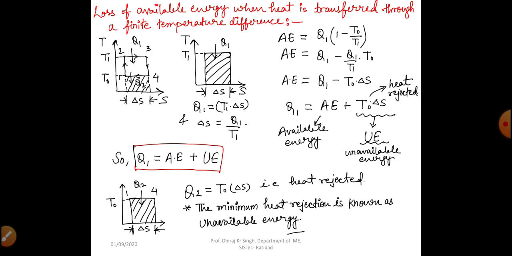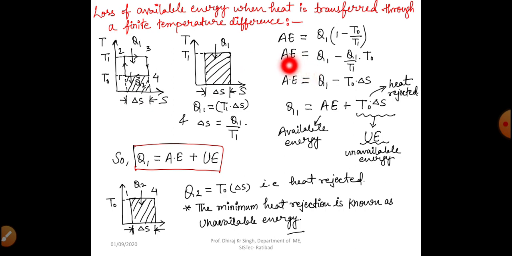Now we will find out the loss of available energy when heat is transferred through a finite temperature difference. We can see here in this TS plane, 1, 2, 3, 4 are the four processes which complete a cycle. This is an isothermal process 2 to 3, which we have denoted by T1, and this 4 to 1 is an isothermal heat rejection process, which we have denoted as T0. The difference between these isothermal processes, points 3 to 2 and points 4 to 1, is delta S. So Q1 is the heat supplied and Q2 is the heat rejected, right?